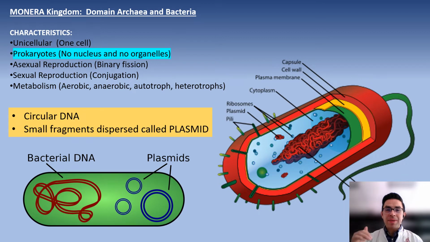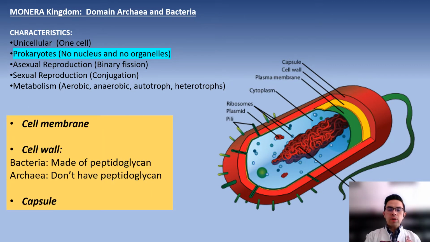Another important thing is that besides that circular molecule of DNA, bacteria and archaea could have plasmids, which are small fragments of DNA in a circular way that are dispersed in the cytoplasm as well, and they are very important for the reproduction of bacteria. Another important structure that covers the cell, in the case of bacteria and archaea, will be the cell wall and the capsule. Now, archaea and bacteria are a little bit different depending on what makes these layers.